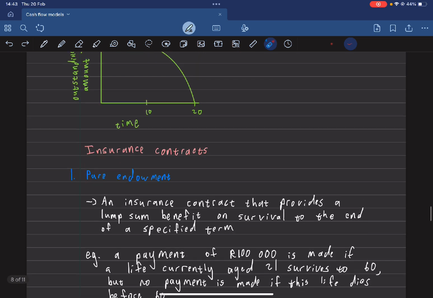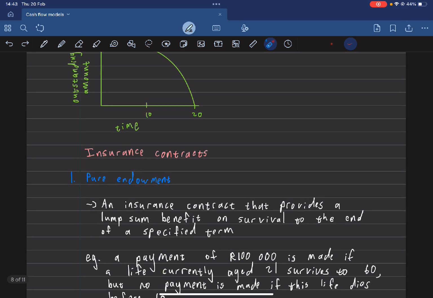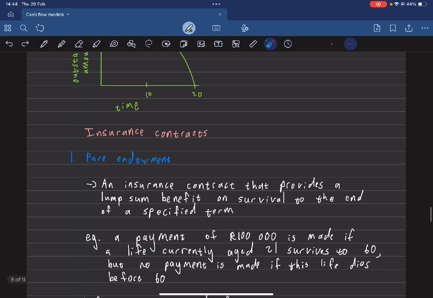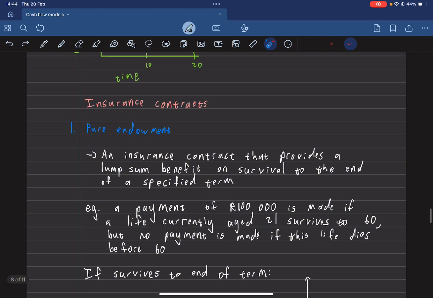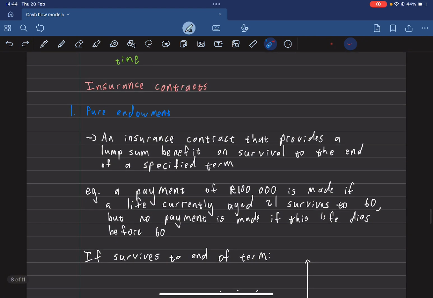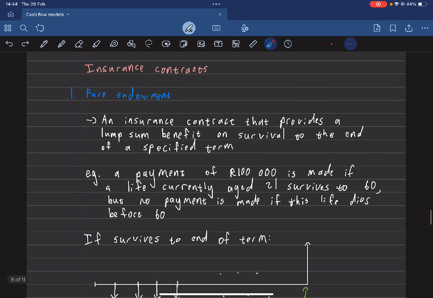Okay, so those were some finance products, but now we're going to look at some insurance contracts. So the first one we're going to look at is a pure endowment. This is an insurance contract that provides a lump sum benefit on survival to the end of a specified term. So the most important thing about this is it pays out on survival.